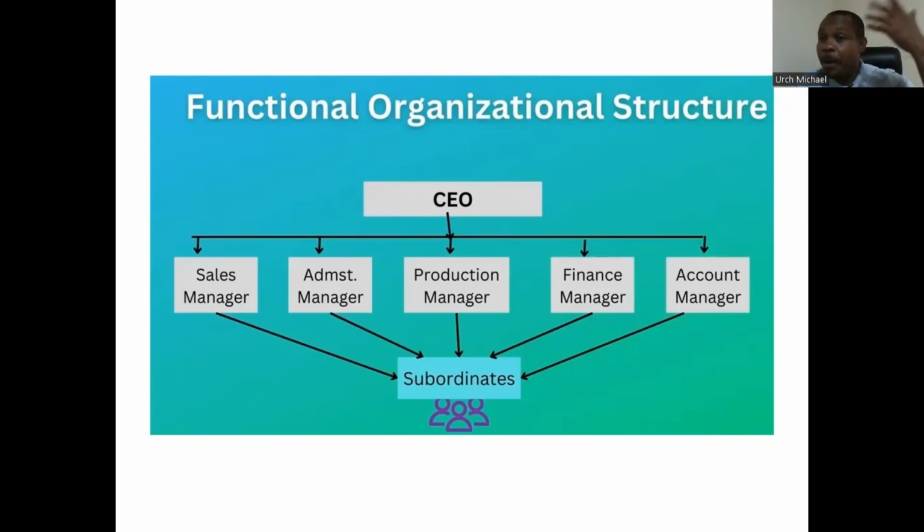And you have the CEO above them. All right, so the CEO is right above them. Then you have other managers at a horizontal level. Then you have the subordinates under them. So this is a functional organization.